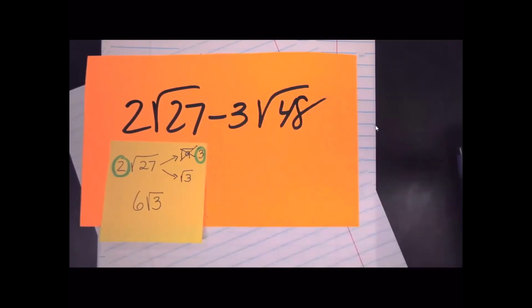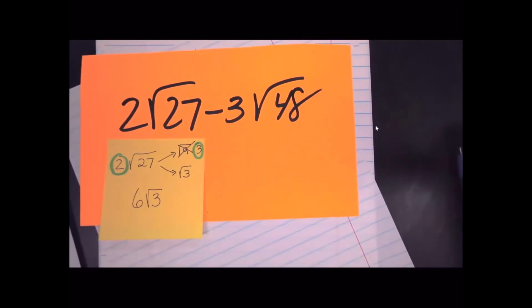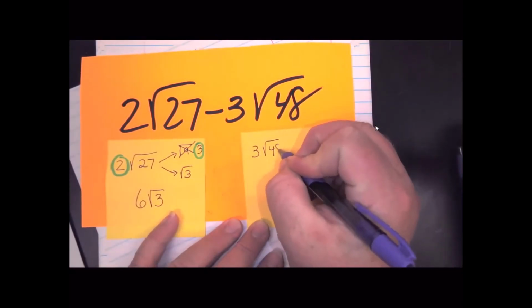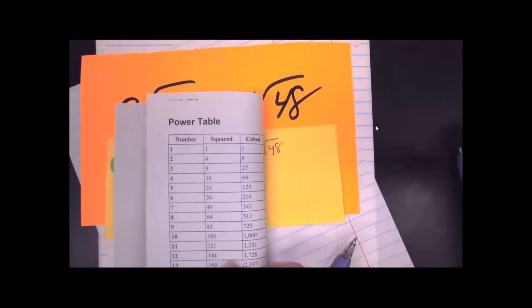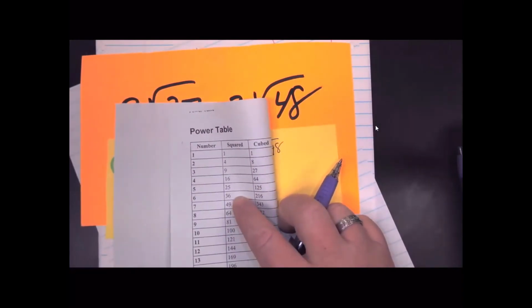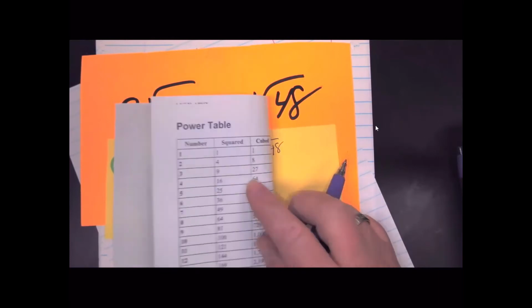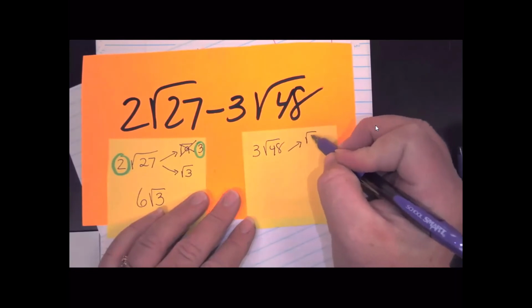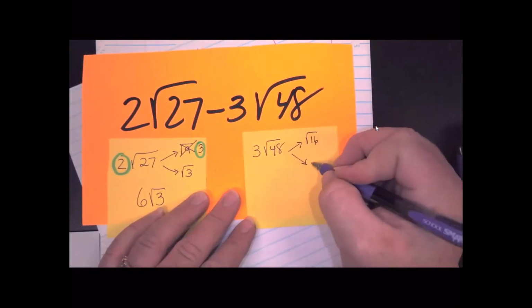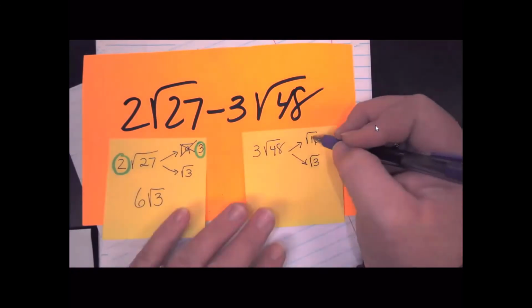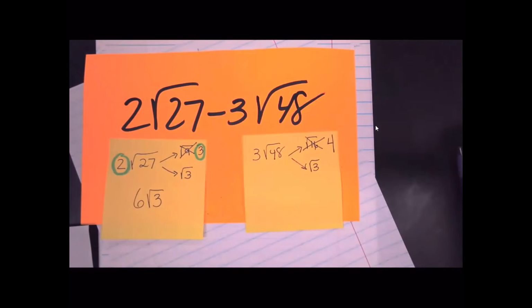Okay, now I have to deal with the 48. 48. Let's see. Well, does 36 go into 48? No. 25? No. How about 16? Yes. We practiced that. Square root of 16. And 16 times 3 gives me 48. Square root of 16, well, that's easy. That comes out. That's 4. But the square root of 3, sad face. You got to stay inside.